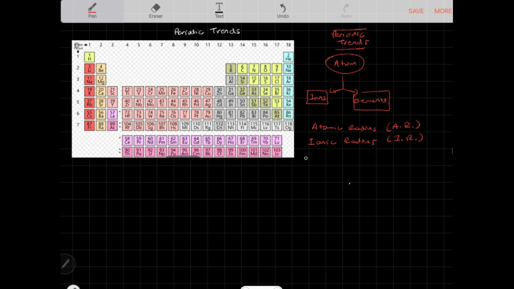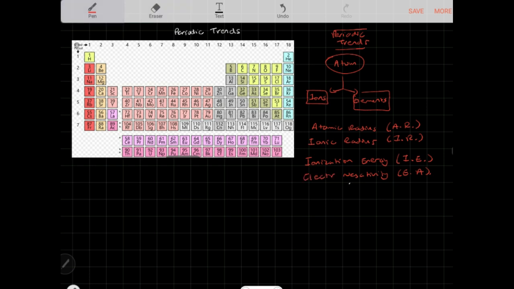We're also going to be looking at the ionization energy. So I'm going to abbreviate this as IE. And we're also going to be looking at electronegativity. I'm going to call this EA. Now, particularly the ionization energy is the energy needed to remove an electron. The electronegativity, let's rewrite that again.